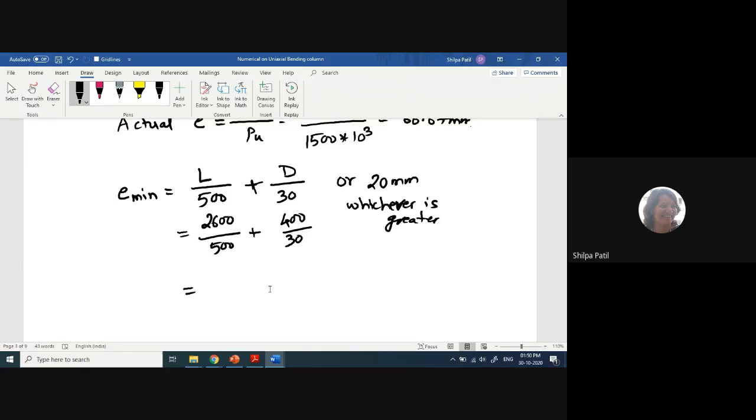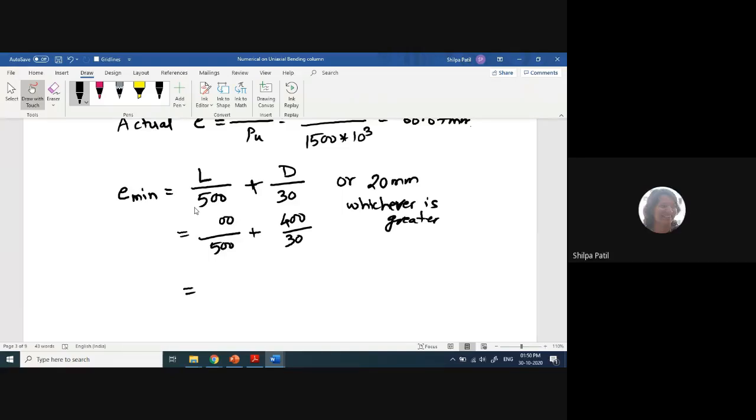Are you checking? I think it is the unsupported length. So we should not use the effective length here. It must be the unsupported length. So what is the unsupported length? Yes, ma'am, it is the unsupported length. Right, it is the unsupported length.